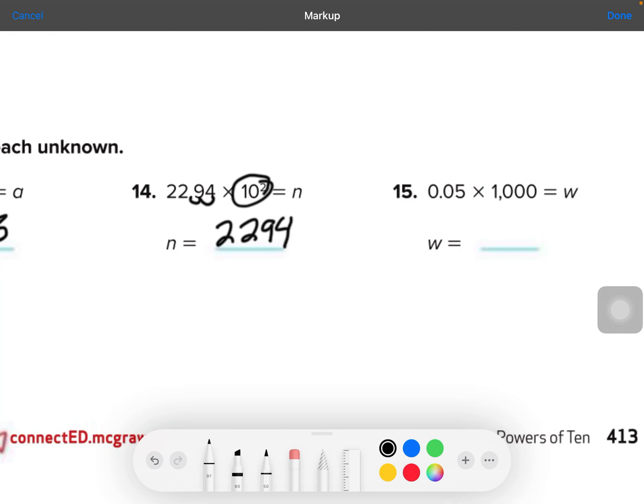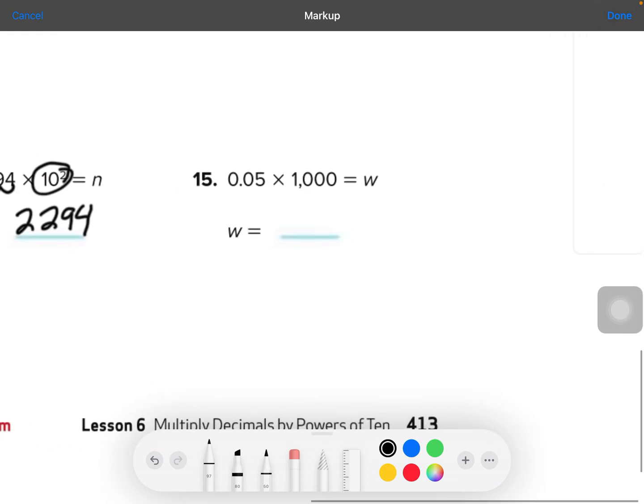Number 14, we've got 2 powers of 10 there, so we're moving 2 spots. So 2,294 is going to be our new answer. And number 15. Ooh, this one's going to be fun. There's 1, 2, 3 zeros, or 3 powers of 10.